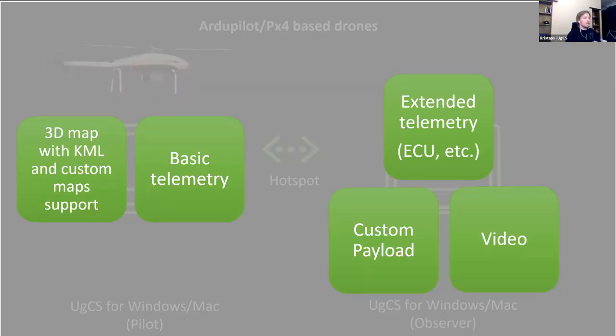So in this sort of scenario, the pilot would be using the 3D map where you can plan the missions, and would also see some basic telemetry on the computer. However, the observer would have the ability to view additional data. This would include extended telemetry in the telemetry viewer. In cases when custom payload is used, they can also use the custom payload monitor and monitor the video from the drone if the drone is equipped with a camera.